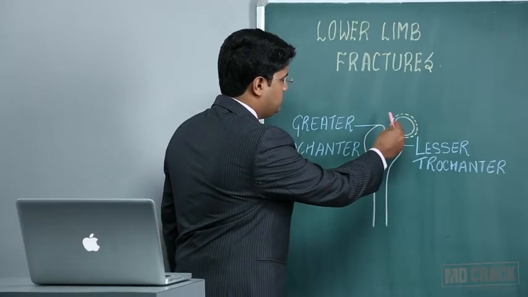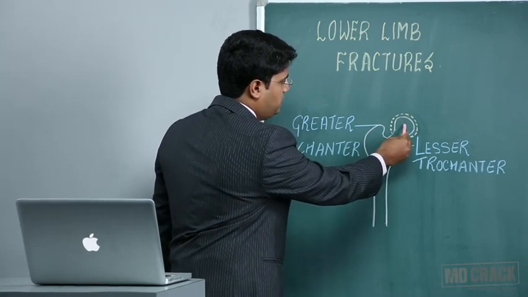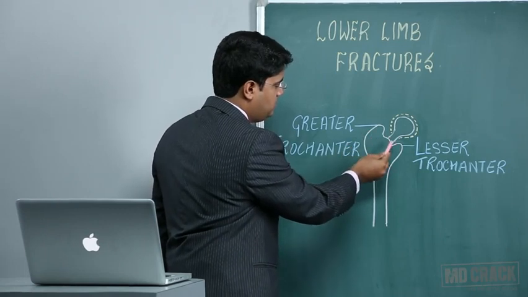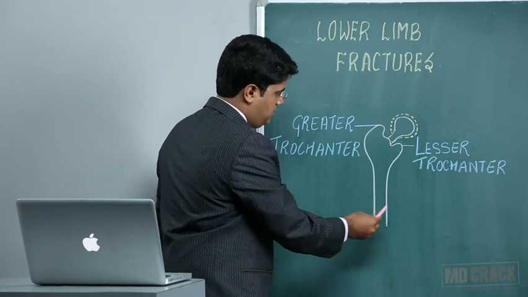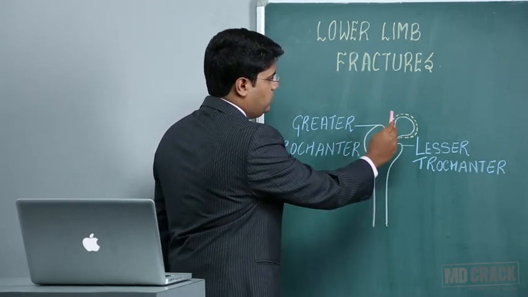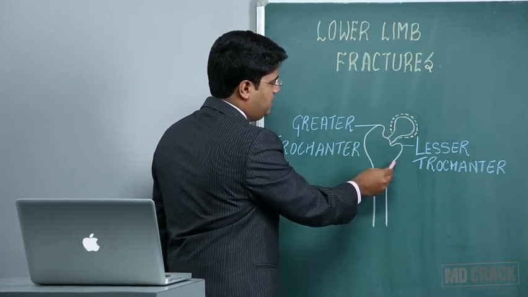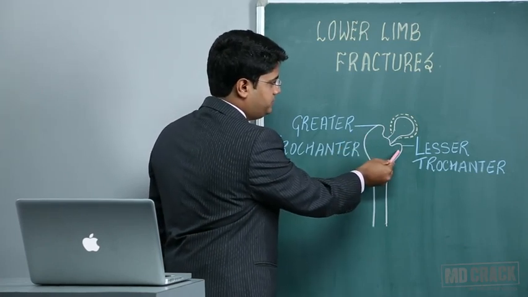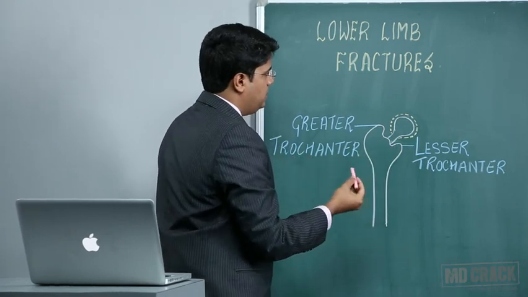This is the hip joint having the head of the femur. This is the neck of the femur. This is the upper part of the femur bone. This is the shaft and the lower end. We concentrate on the upper part, which is the head, neck and the upper segment, which is divided into the greater trochanter and the lesser trochanter. This is the capsule of the hip joint.